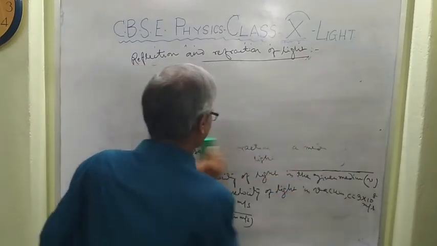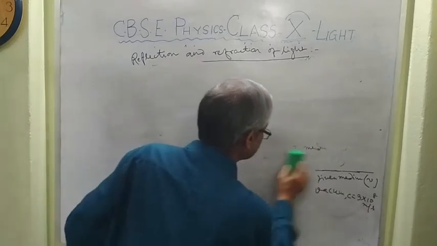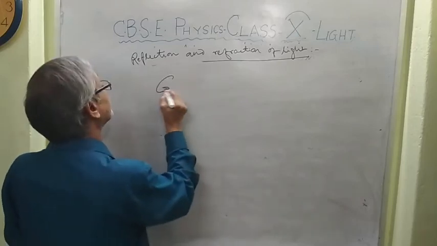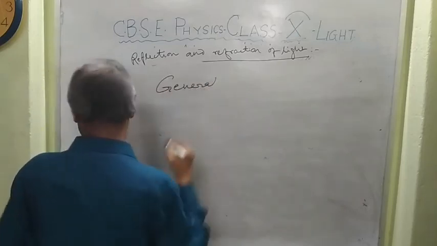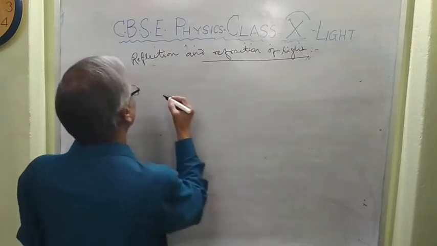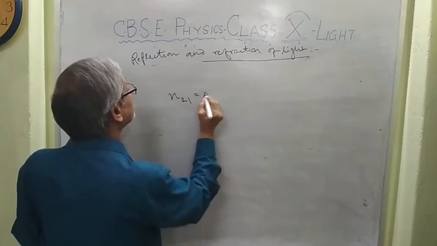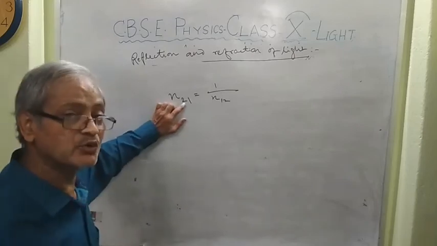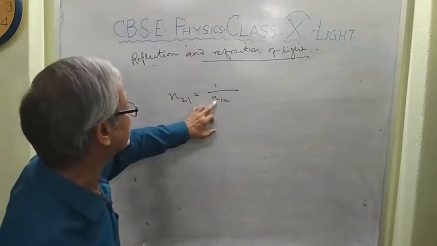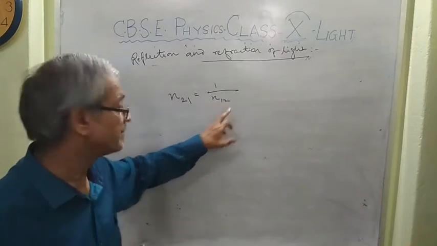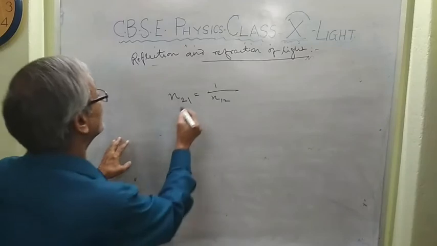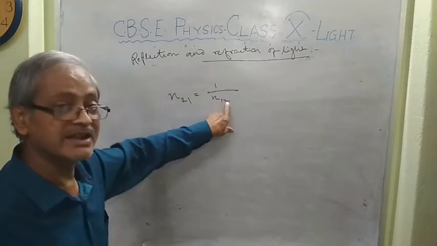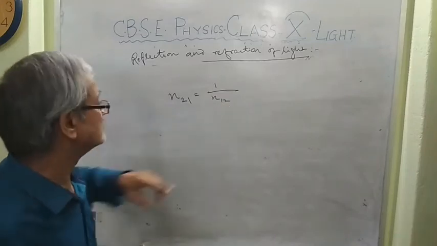Now, we see the generalized Snell's law. Before this, we may prove that n21 equals 1 by n12. That is, the refractive index of medium 2 with respect to 1 is the reciprocal of the refractive index of medium 1 with respect to medium 2.